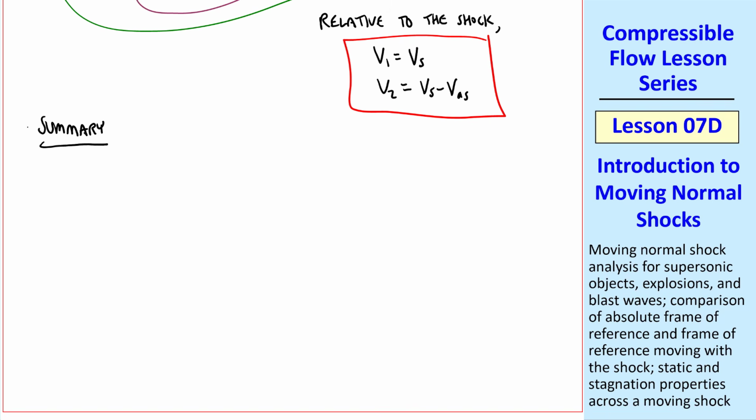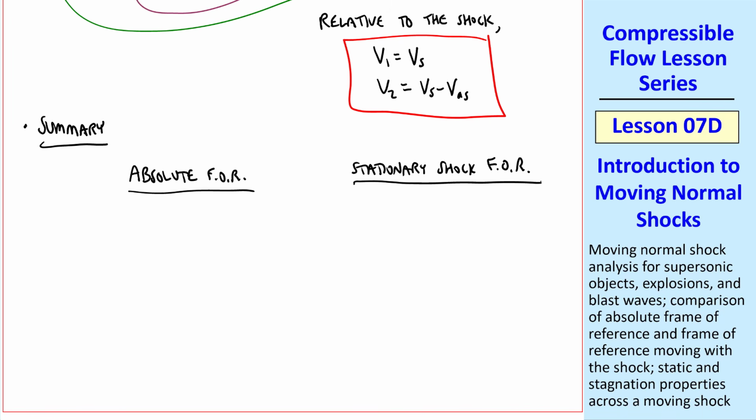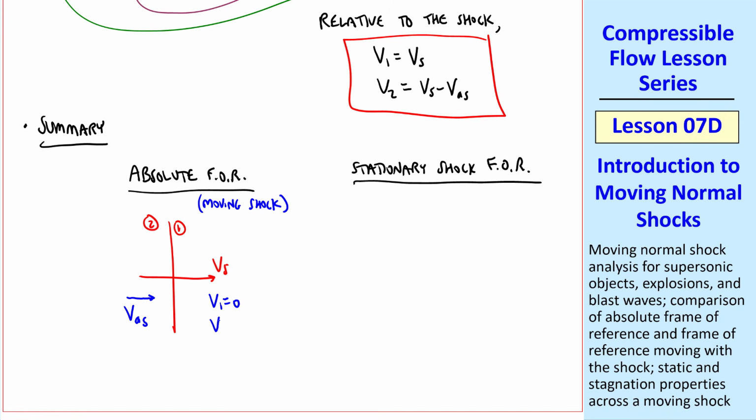But first I'll give a quick summary, since this can be very confusing, where I'll compare the absolute frame of reference and the stationary shock frame of reference. Again, for a shock moving from left to right, Vs is the shock speed and Vas is the aftershock speed, since this is a moving shock. And here V1 is 0 and V2 is VAS, and we define the shock Mach number as Vs over A1.